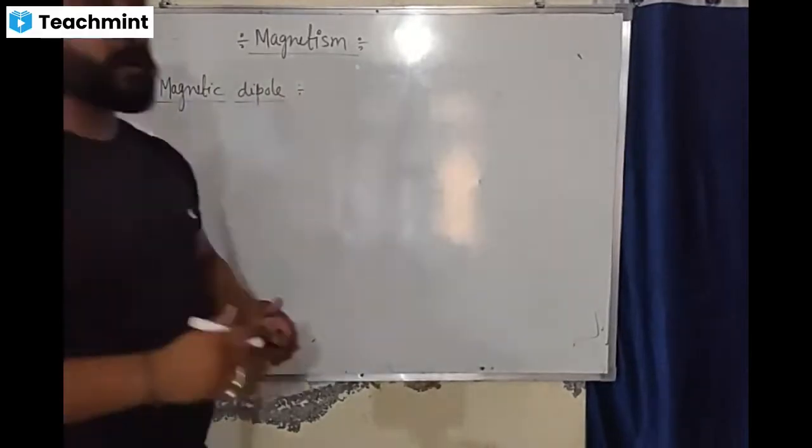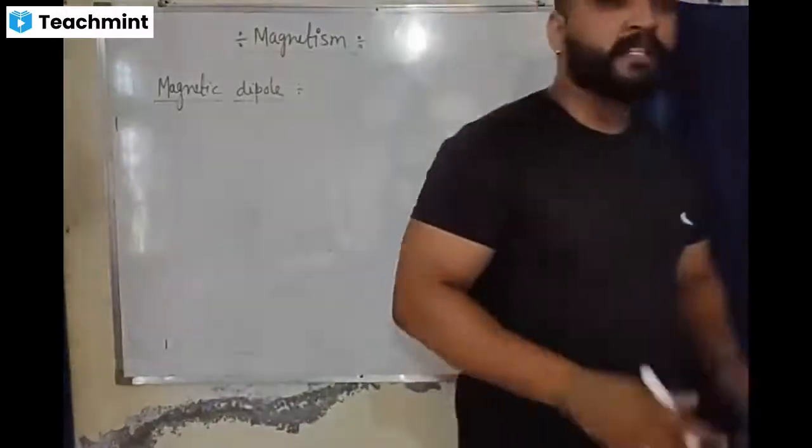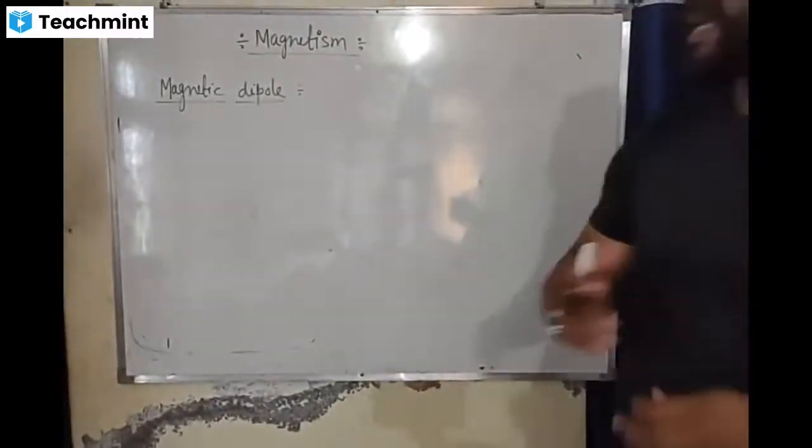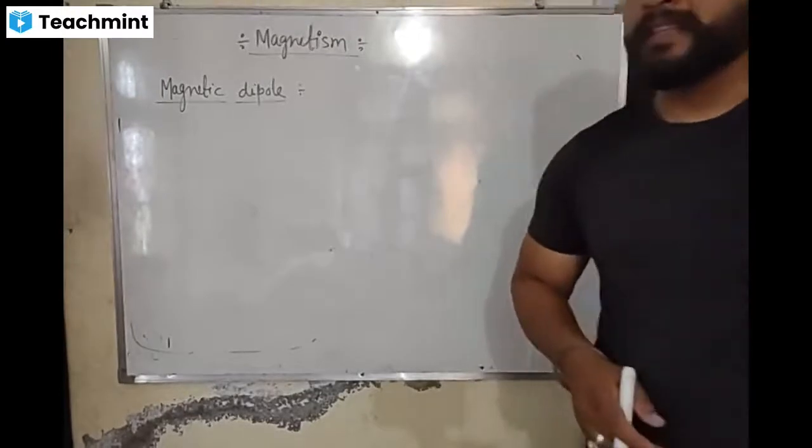Basically, whenever we are talking about electric dipole, the electric dipole is a pair of equal and opposite poles.